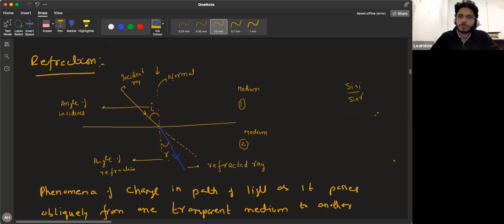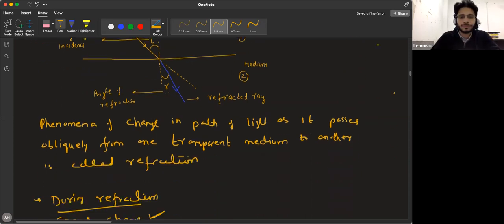This is Snell's law. The ratio of sine of angle of incidence and sine of angle of refraction does not change for a pair of media. It does not depend upon the value of I and R. No matter what value of I you take, the value of R will adjust in a way that sine I by sine R will remain constant. That's Snell's law.